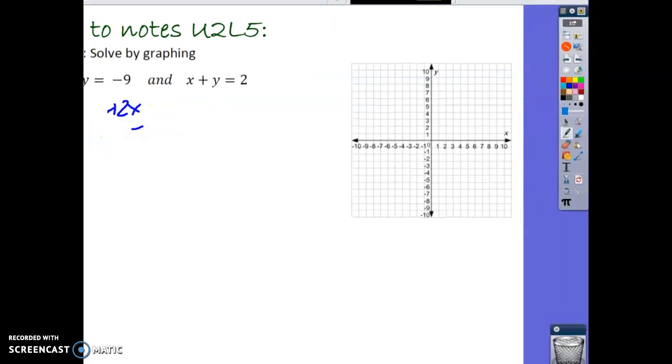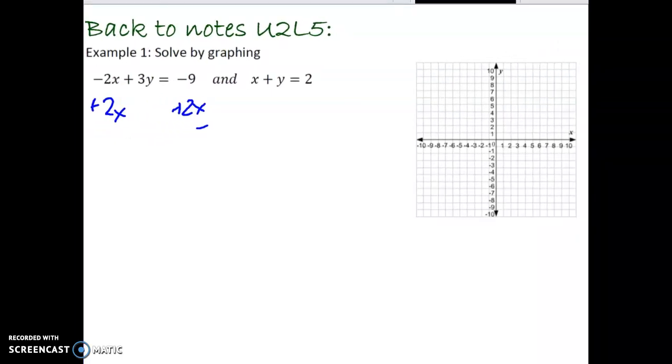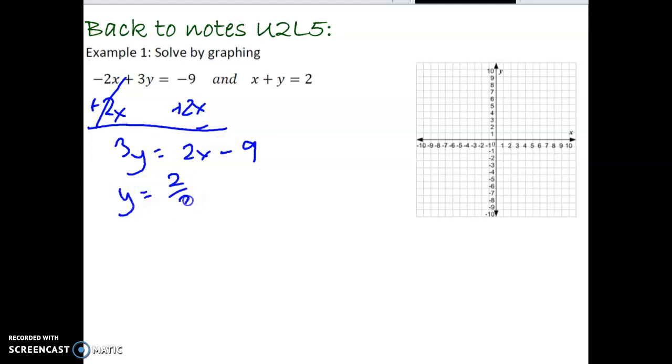All right, positive 2x and negative 2x are opposites of one another. Those are going to cancel out. And I get 3y equals 2x minus 9. All right, dividing by 3 on both sides, y equals 2/3 x minus 3. Okay, so let's remember how to graph that.